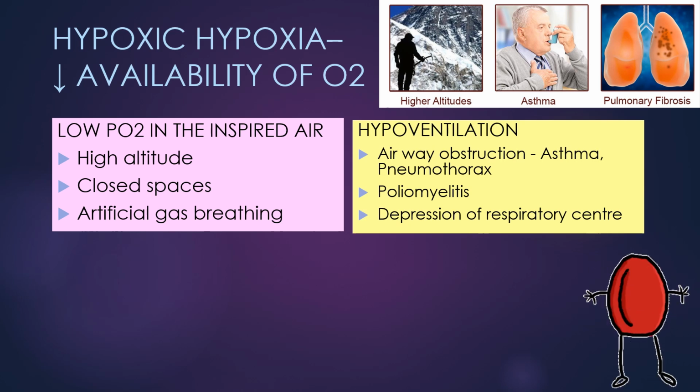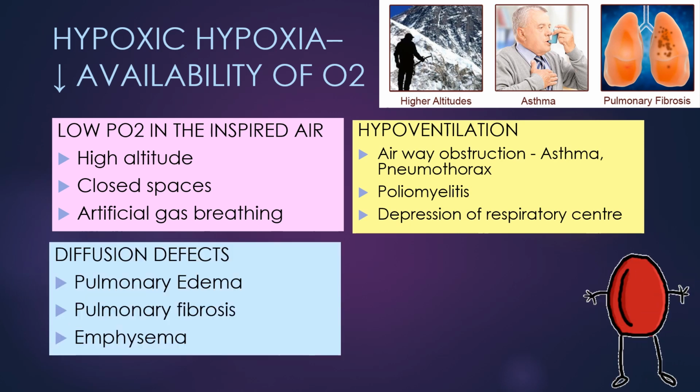And then hypoventilation. So any airway obstruction in the respiratory tract. And then decreased lung compliance in the pneumothorax. Poliomyelitis can cause paralysis of the respiratory muscles. So by that way, it can cause hypoxic hypoxia. And then damage to the respiratory center by drugs or by tumors or even any cerebrovascular accident can damage the respiratory center.